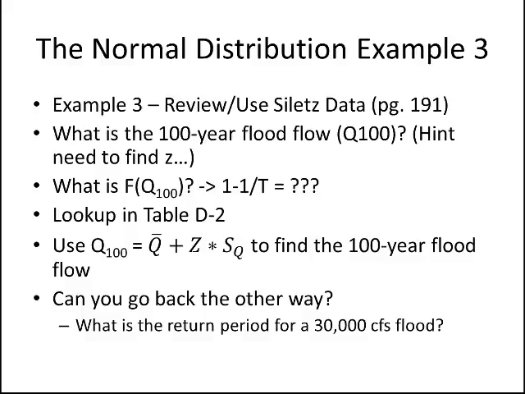How often does that happen? Does that happen once every 5 years on average? Does that happen once every 100 years on average? So here we can specify what the Q is, and we can back calculate what Z and the corresponding return period, or T, are.